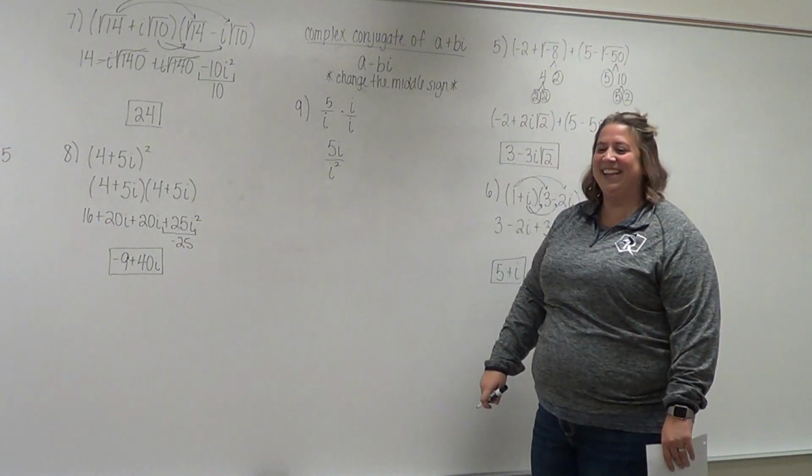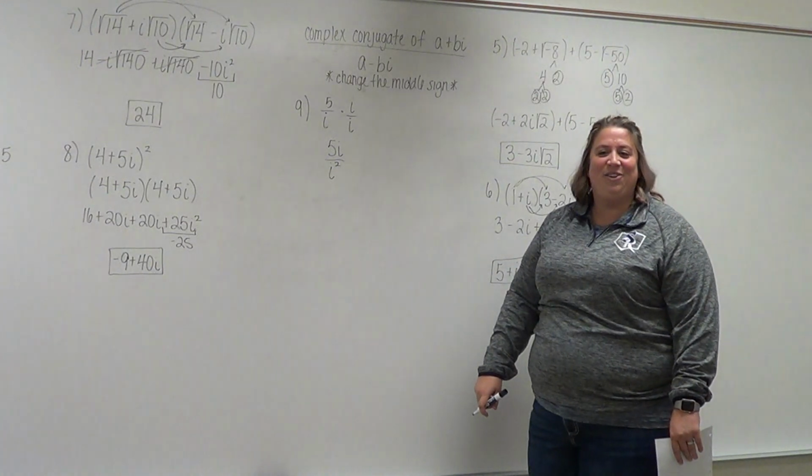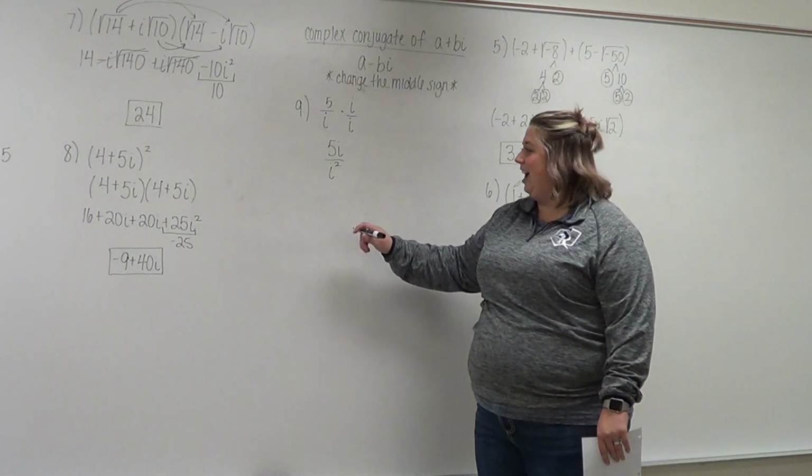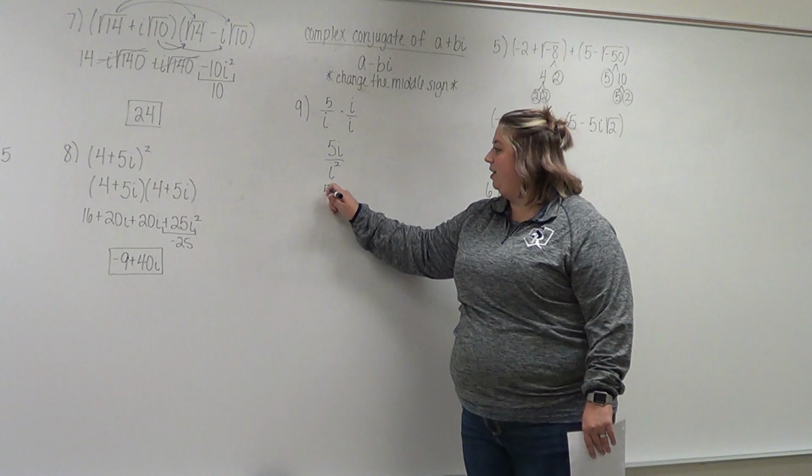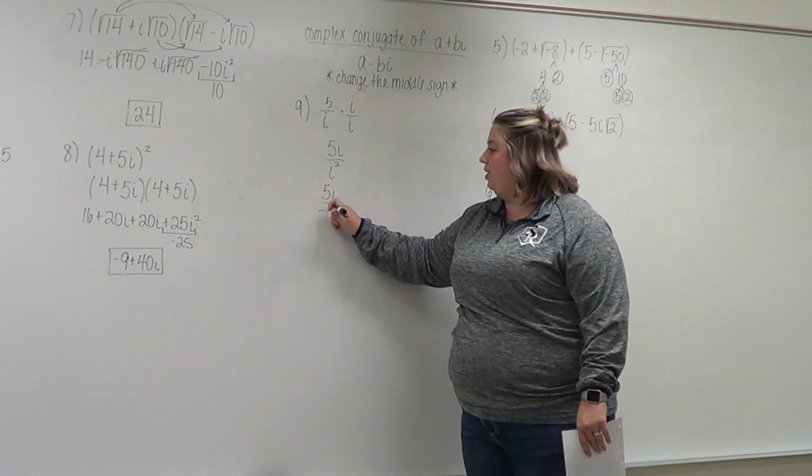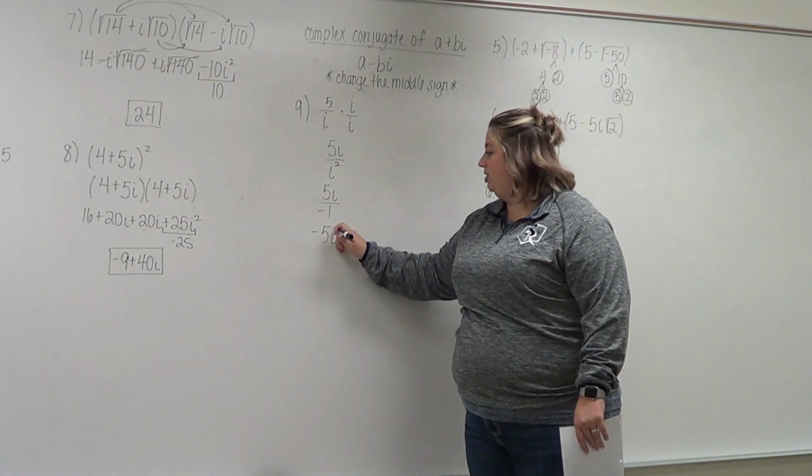Alright, what's i squared equal to? I squared is equal to negative 1, right? Yeah. So this would be 5i over negative 1, which is negative 5i.